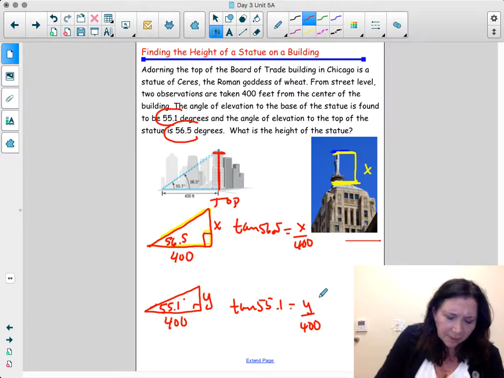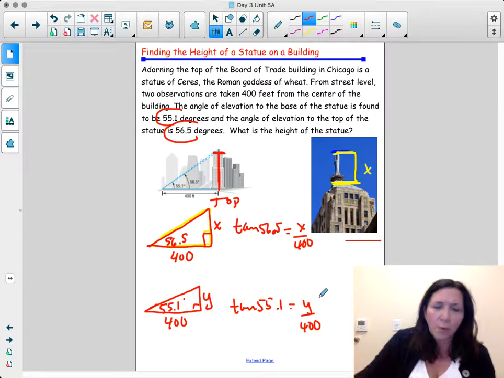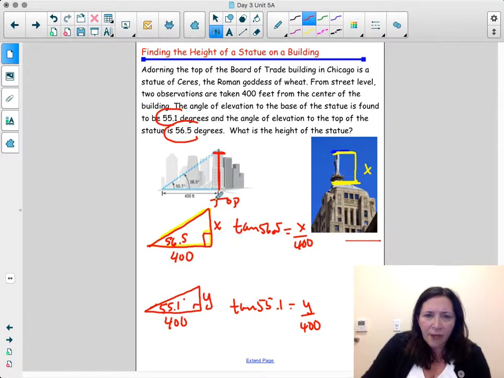And that's not the answer. Okay, let me try this again. So I'm going to go trig, tangent of 56.5, and then I'm going to take that number and times it by 400, and I get 604.33. So the highest value, the top, is 604.33. So that's X is equal to 604.33.